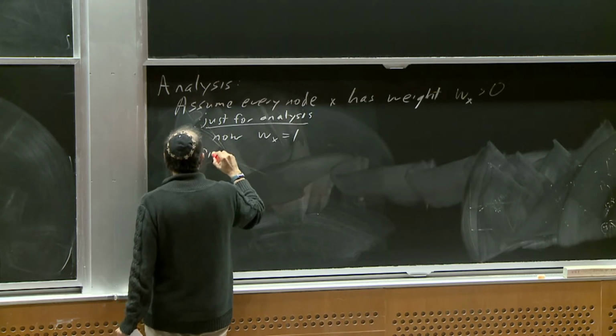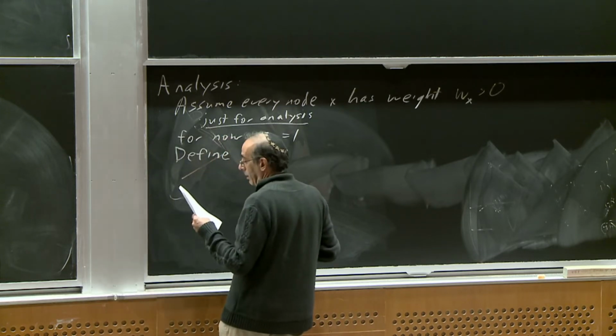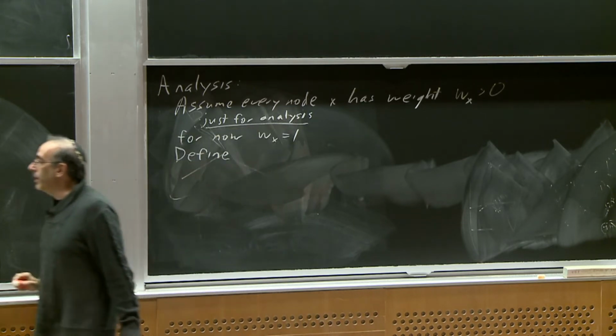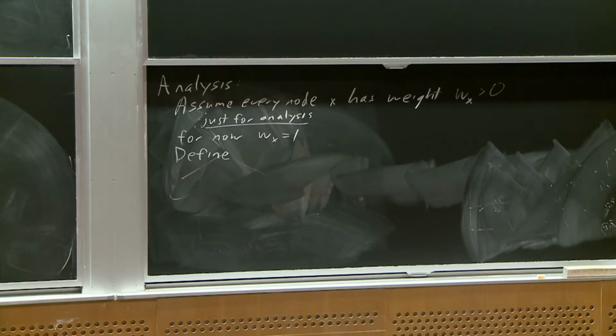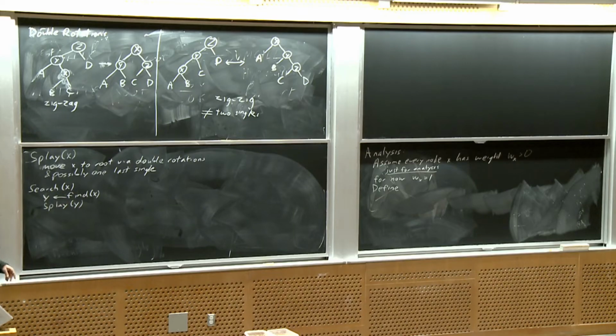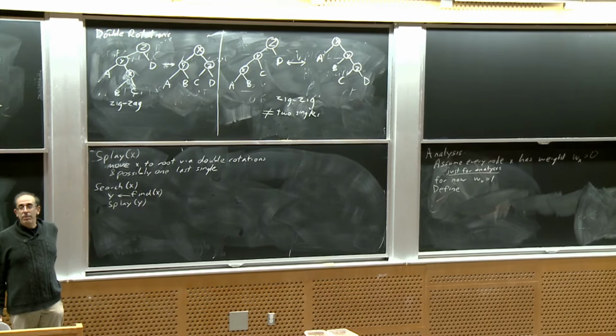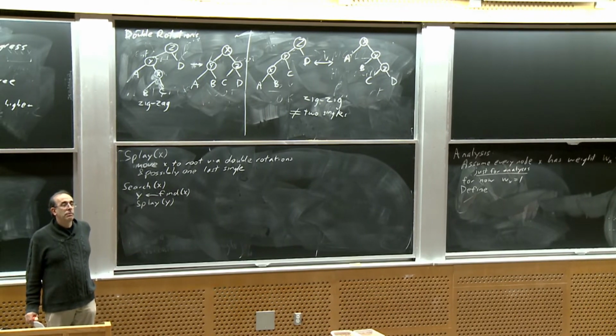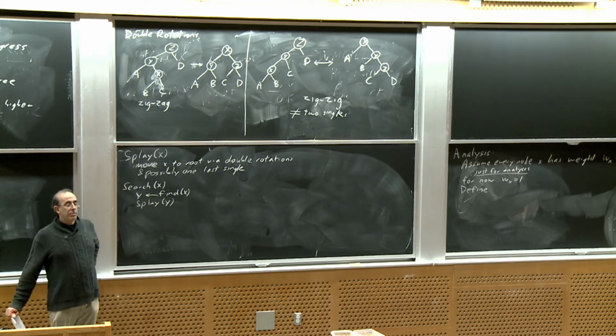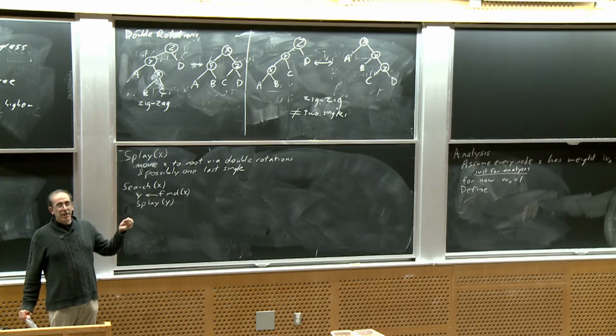Now I'm going to define, actually, before I go further in the analysis, let's talk intuition for a minute. Is there any intuition at all for why splaying something to the root after you search for it might be a good idea? Yes. Repeated searches on the same element will have very low cost. Exactly. This is path shortening, right? If I search for something and I splay it to the root, then the next time I search for it, it's going to be at the root. It won't take any time.